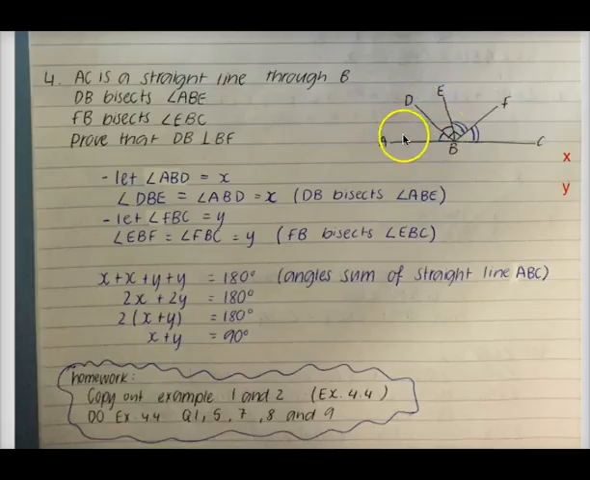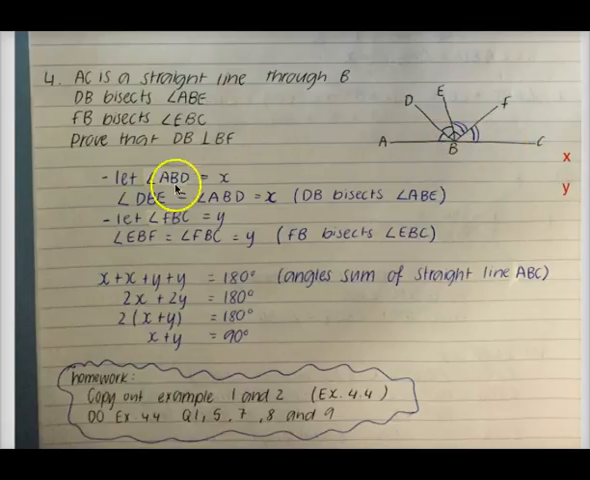Again, we're told that DB bisects angle ABE, meaning that that angle in there and this one here are the same. And we're also told that FB bisects angle EBC. So this angle in here is equal to that angle there. And what you have to do is prove that DB is perpendicular to BF. So you have to prove that this is a right angle. Now I know that there's a right angle symbol drawn here, but this was drawn after the question was done.